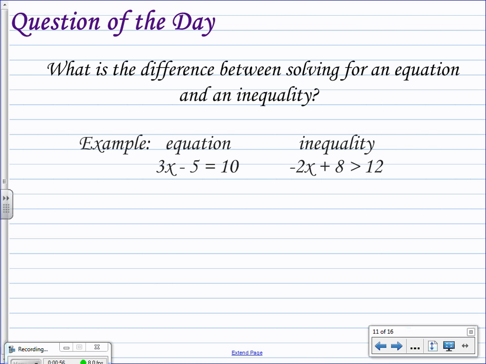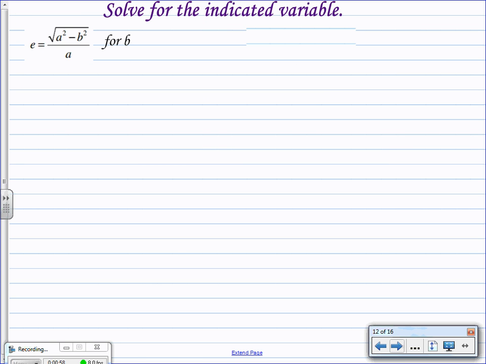So here we go on to the next slide. We want to solve for the indicated variable. It says e equals the square root of a squared minus b squared, divided by a, and I want to solve for b. So I want to get b alone. If I rewrite my equation, e equals the square root of a squared minus b squared divided by a, I want to get b by itself. I'm going to change b squared to a different color so we know that's what we're looking for, okay? So I want to get that by itself.